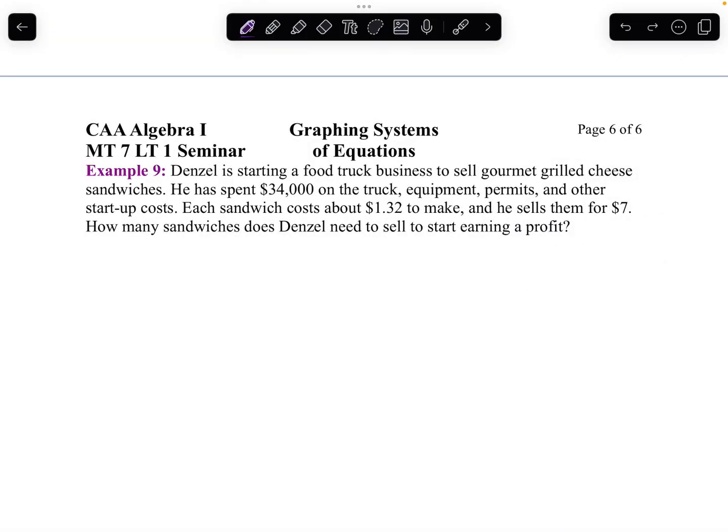Let's take a look at example 9 here. And we're going to go over example 9 not because it's a different system, but I want to make sure you understand what's going on here.